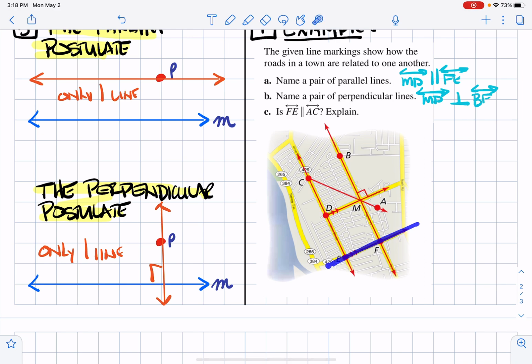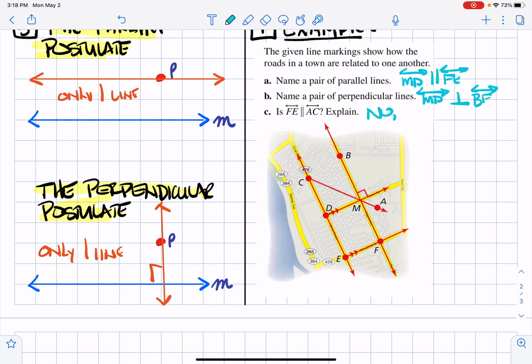And then last one, it says, is line FE parallel to AC? And definitely not. FE is not parallel to AC because by the parallel postulate, we know there can only be one line that can go through it, and we already know that this line is parallel to FD, so that means that this one cannot be. So the answer is no for everything I just said up above.